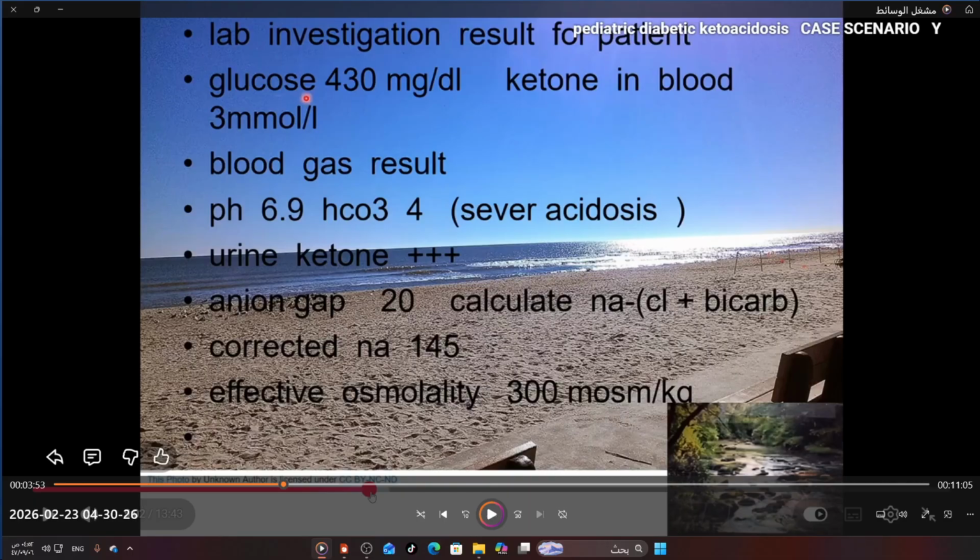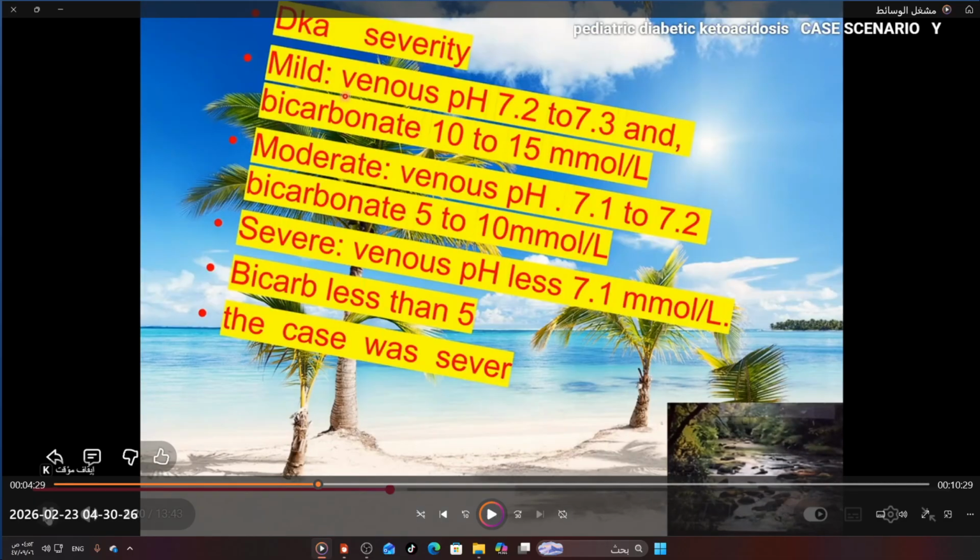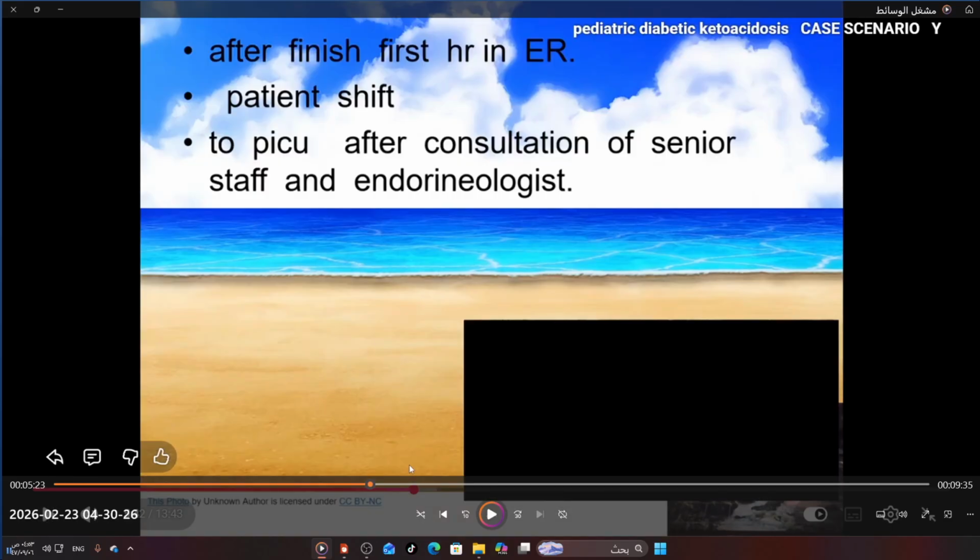Exactly. This is a severe case, so you'll really need to keep a close eye on them. Watch for any signs of deterioration and be ready to adjust the treatment if needed, especially the potassium levels. So, we will classify DKA as mild, moderate, severe. Mild: venous pH 7.2 to 7.3, bicarb 10 to 15. Moderate: venous pH 7.1 to 7.2, bicarb 5 to 10. Severe: bicarb less than 5 and pH less than 7.1. Yes, exactly. Based on those criteria, this baby falls into the severe category.